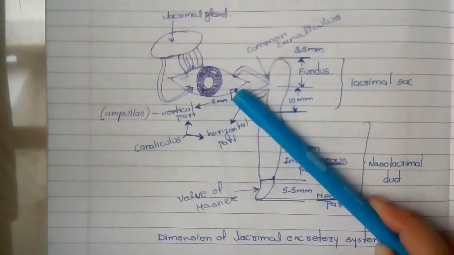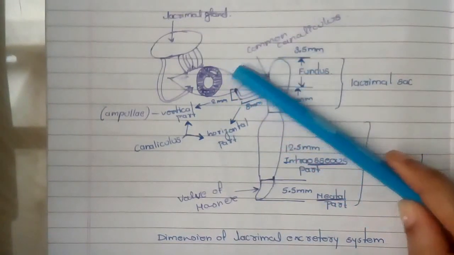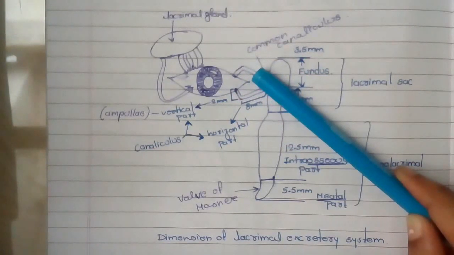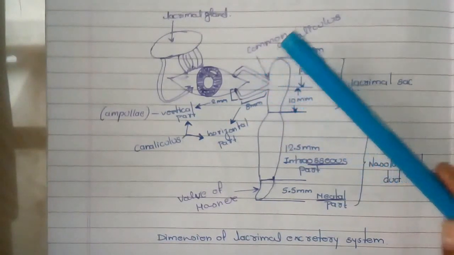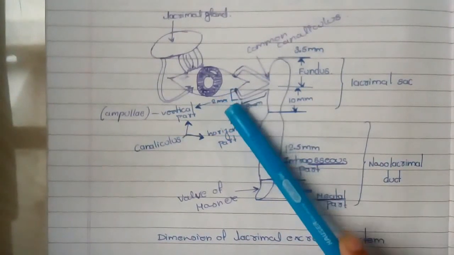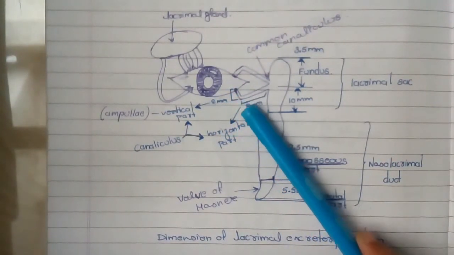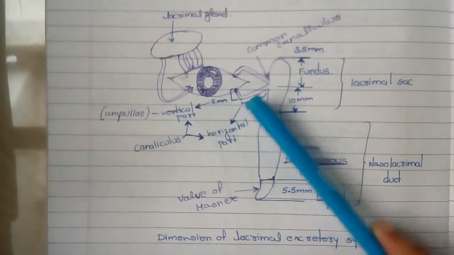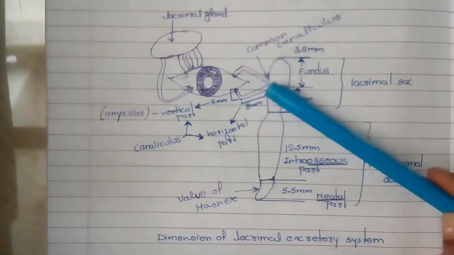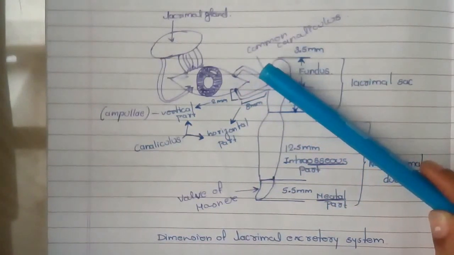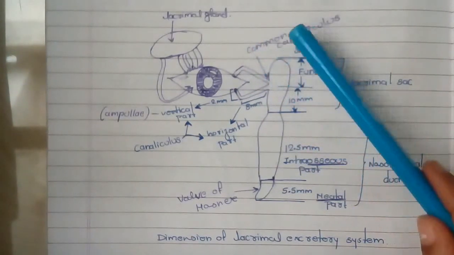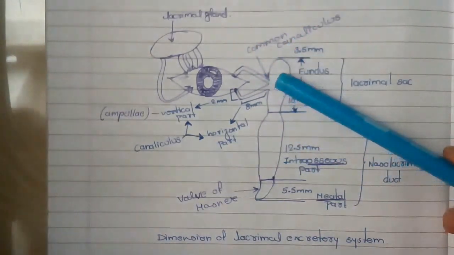Now we are going to see the second part, the canaliculi. There is a superior and an inferior canaliculus. Each canaliculus is 0.5 mm in diameter. It has two parts, vertical and horizontal. The vertical part is 2 mm and the horizontal part is 8 mm. The canaliculi usually open separately in the outer wall, and sometimes they join together to form a common canaliculus before opening into the lacrimal sac.